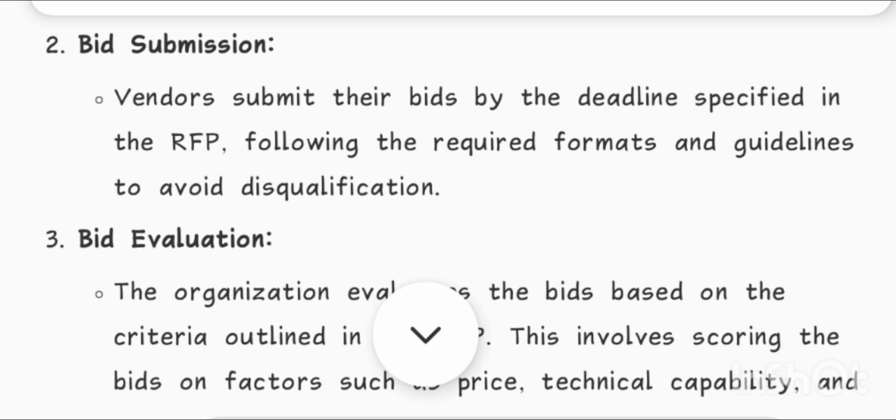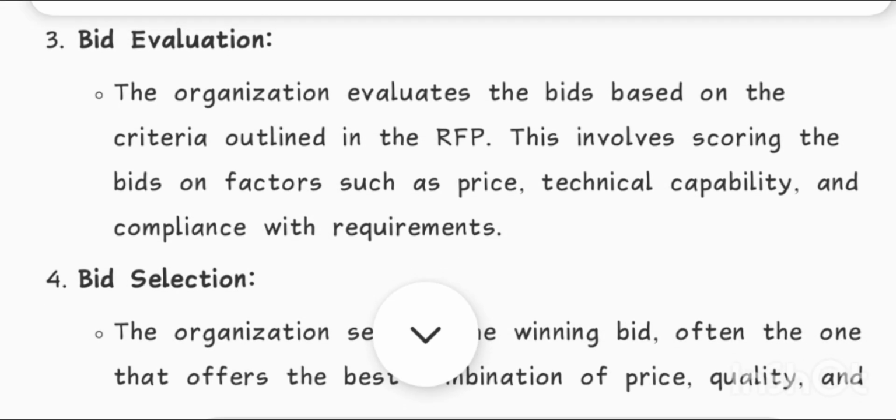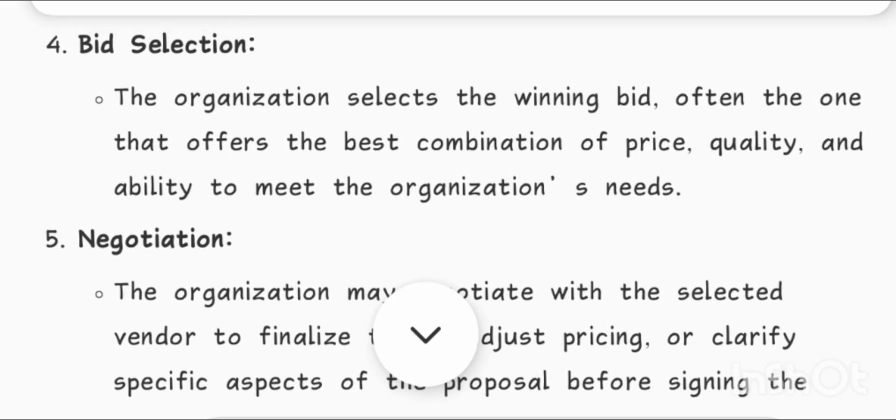2. Bid submission. Vendors submit their bids by the deadlines specified in the RFP, following the required formats and guidelines to avoid disqualification. 3. Bid evaluation. The organization evaluates the bids based on the criteria outlined in the RFP. This involves scoring the bids on factors such as price, technical capability, and compliance with requirements. 4. Bid selection. The organization selects the winning bid, often the one that offers the best combination of price, quality, and ability to meet the organization's needs.